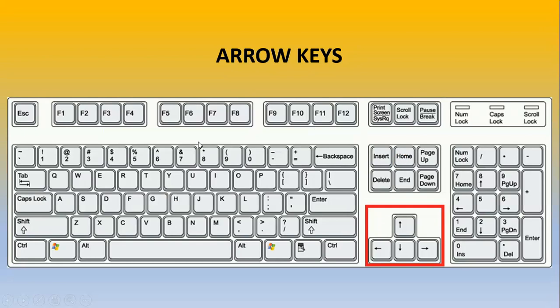Arrow keys. You can see the arrow keys here. Here it is. You can see the location of the arrow keys on the keyboard. These are near the numpad. This is the numpad which we read earlier. So near the numpad, the arrow keys are situated on the keyboard.